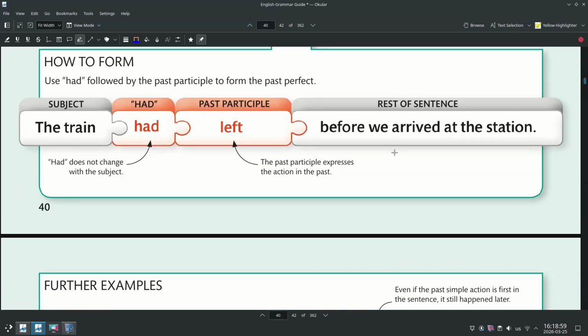How to form the past perfect simple? The first place takes the subject. Then we have had. It doesn't change with the subject. So if you have he, she, it, it stays the same, had. Then we have the past participle. That is the third form of the verb. Then goes the rest of the sentence.